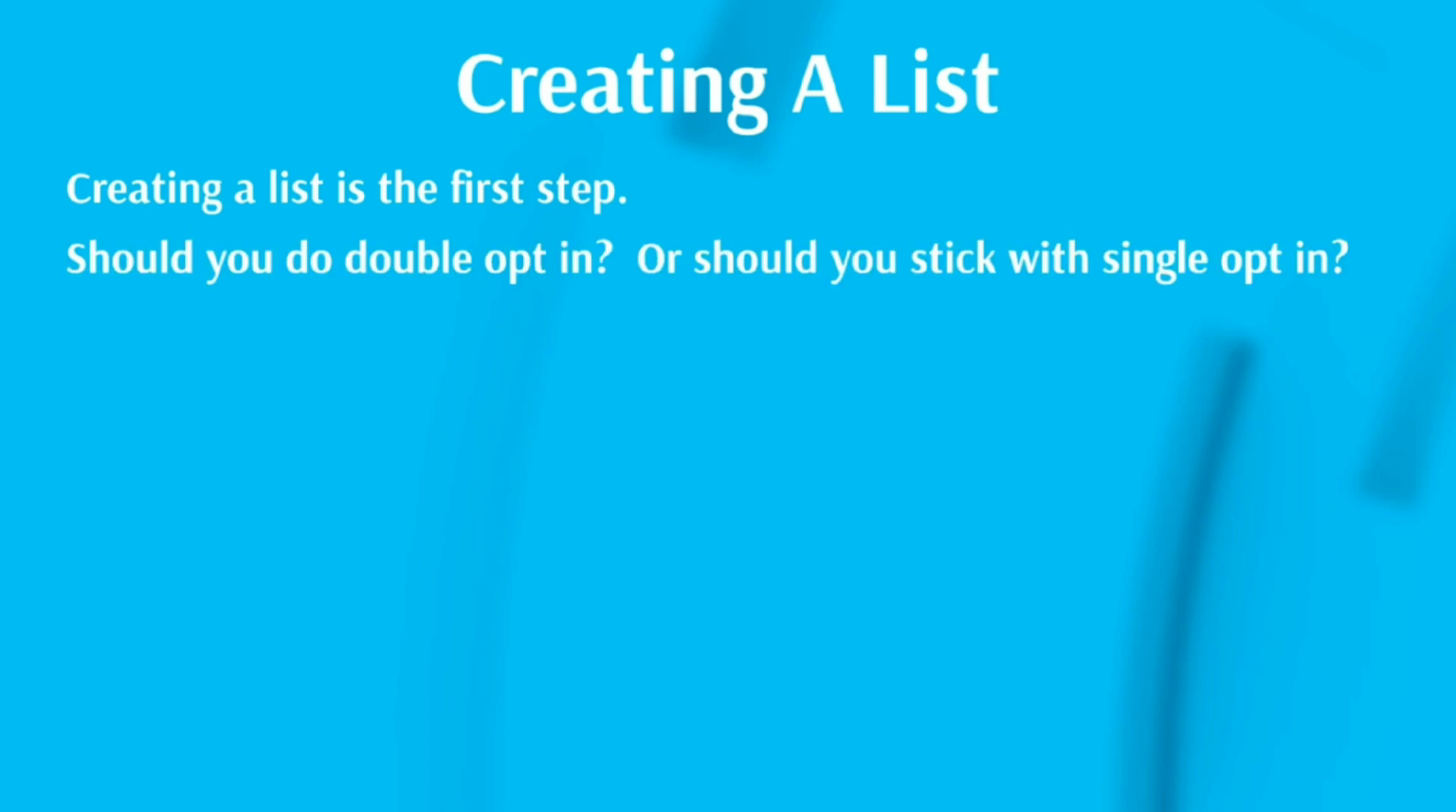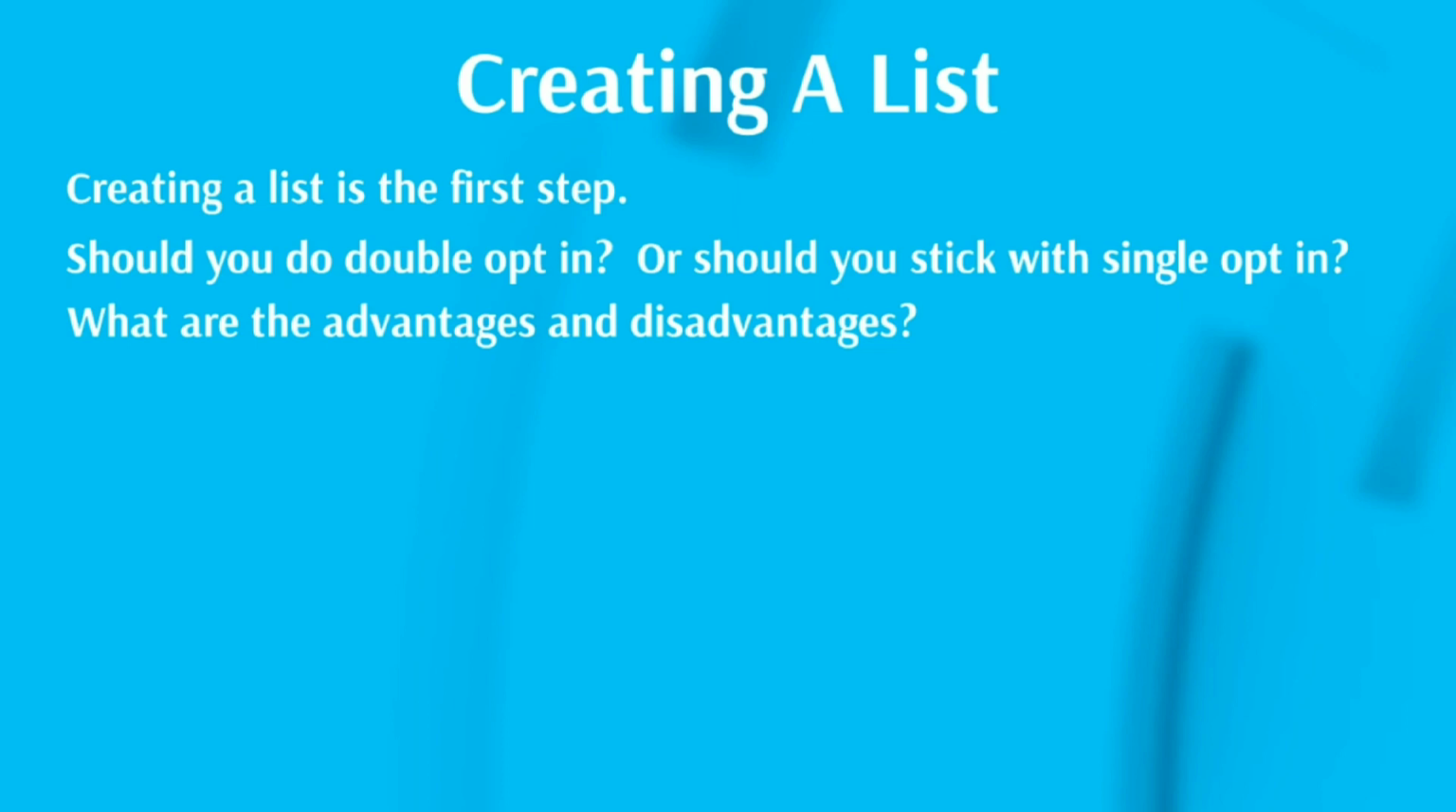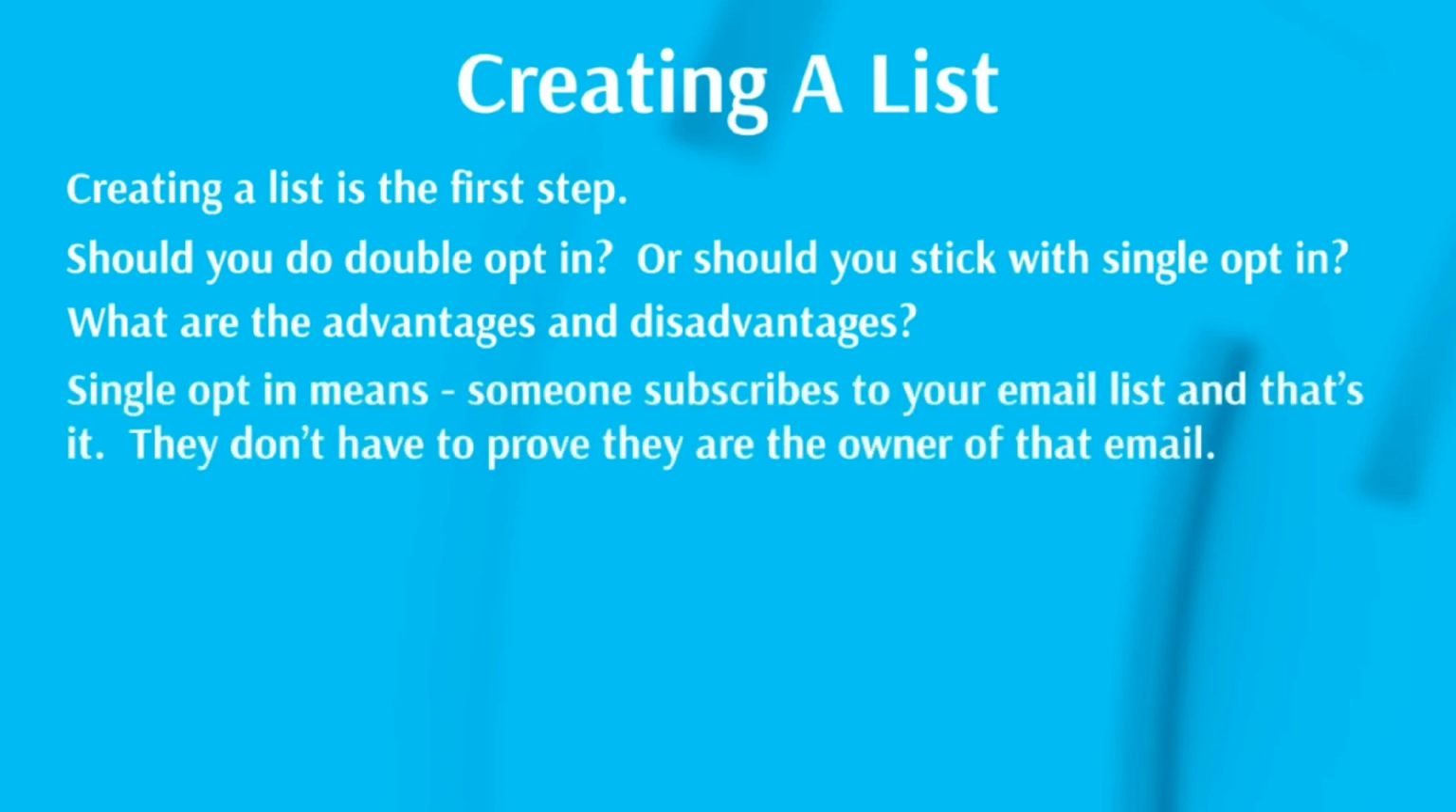Now, what I want to do now is talk about double opt-in versus single opt-in. And this is a very common question that is asked over and over again, and a very, very important question. Now, if you don't know what these are, pay close attention. We're going to talk more about what each of them are. And then, of course, we'll talk about the advantages and disadvantages. So single opt-in means if somebody subscribes to your email list, they go to your landing page, they fill in their name and their email address, and that's it. When they click submit, they get automatically added to your list.